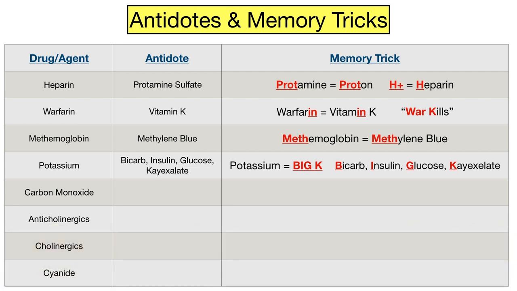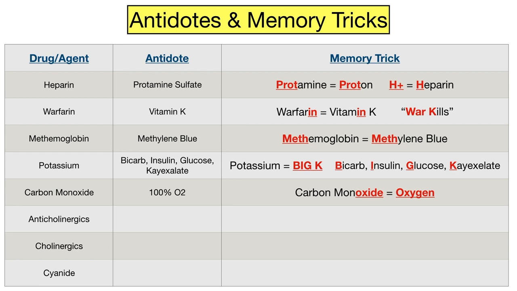Next, we have carbon monoxide. Do you know the treatment for carbon monoxide poisoning or toxicity? The initial treatment is to breathe in pure oxygen, and at the hospital this is done by giving 100% oxygen through a non-rebreather mask.